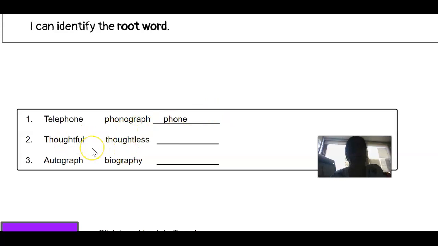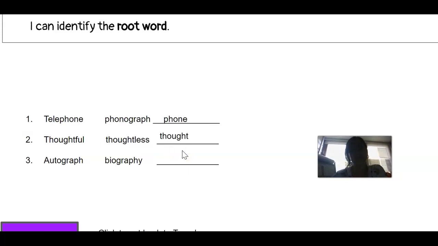Let's look at number two. These two words are related because they have the same root word. Let's see if we can identify it. Thoughtful, thoughtless. What do you think the root word is? Let's check your thinking. Thought.